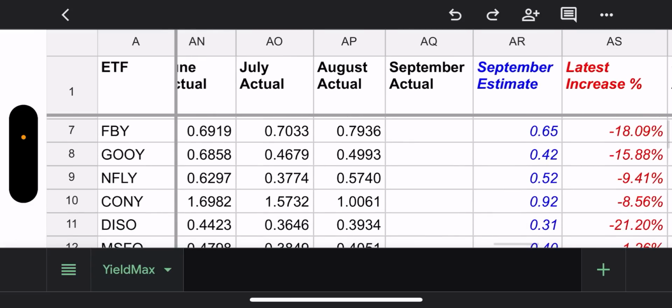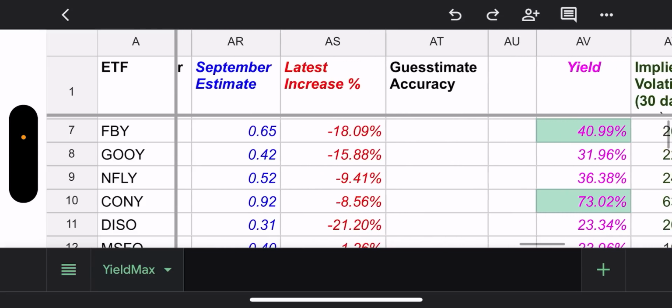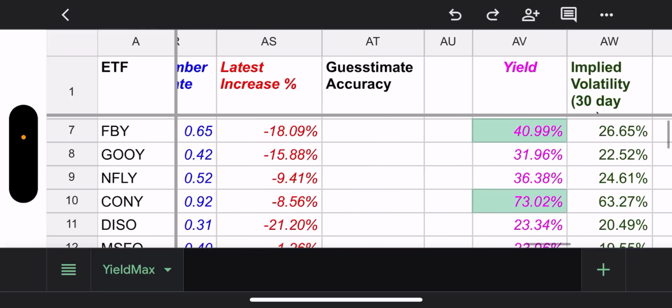Moving on to Phoebe. Phoebe paid 79 cents last month, which is higher than I expected. However, I'm going to go low. I'm going to think they're going to pay 65 cents. That yields them 40%, which is way more than their 26% IV.